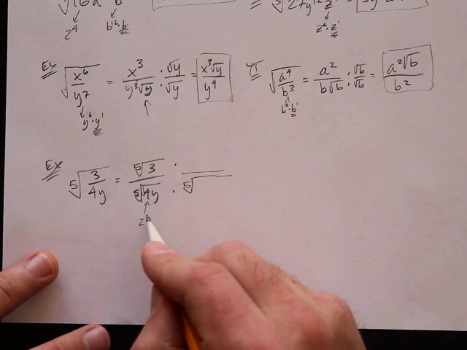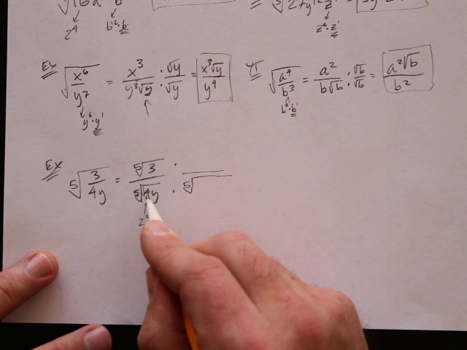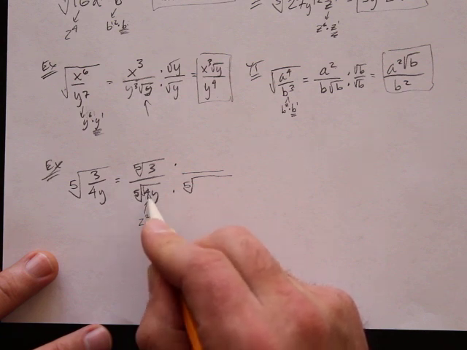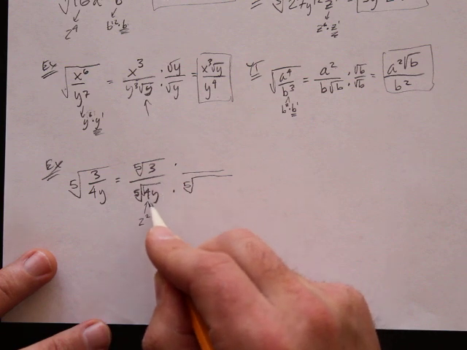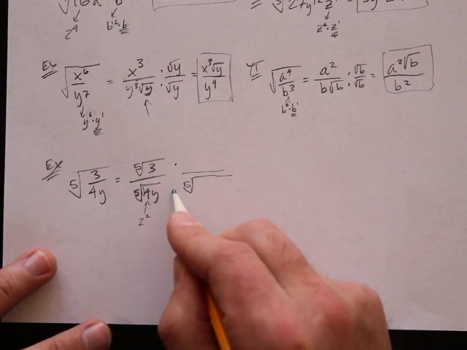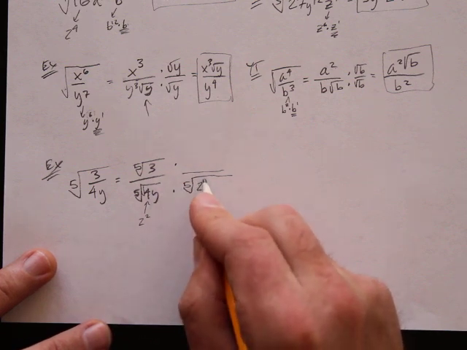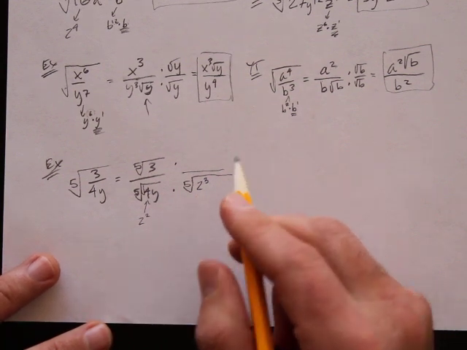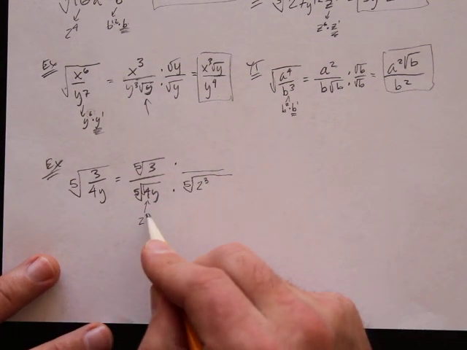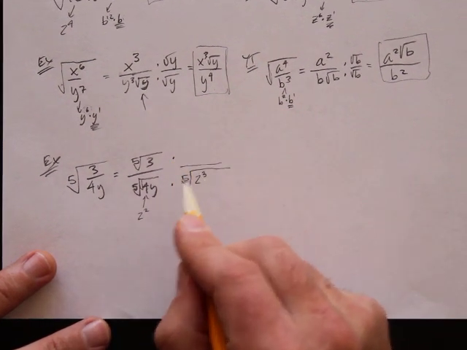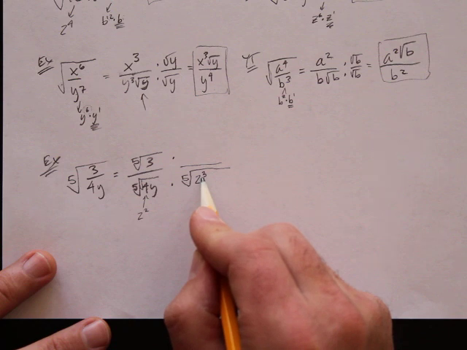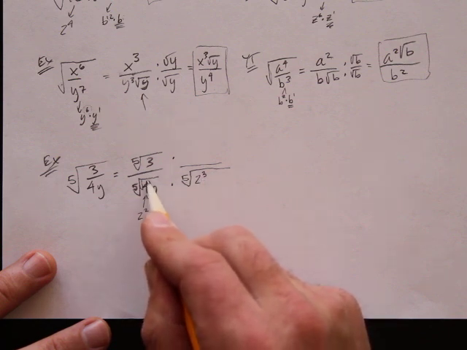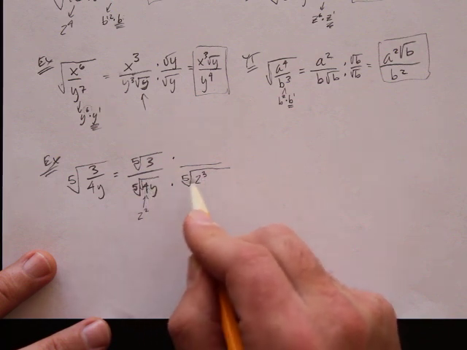So now I've got to think about, what do I need to multiply to get this to be something to the fifth? So I'm going to multiply this by 2 to the third. If I multiply 2 to the third by 2 to the second, then I add the exponents, and I get 2 to the fifth. And that's what I want. So I'm going to get 2 to the fifth here.